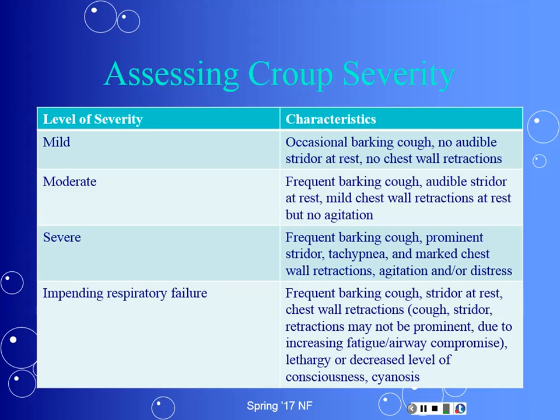Tachypnea, the respiratory rate's going to go up, and they're going to have that marked chest wall retractions with that agitation and distress. Okay. And then as they work and work and work to breathe, their retractions may look like they're getting better, but they're actually not moving enough air, so they're getting that increased fatigue. Okay.